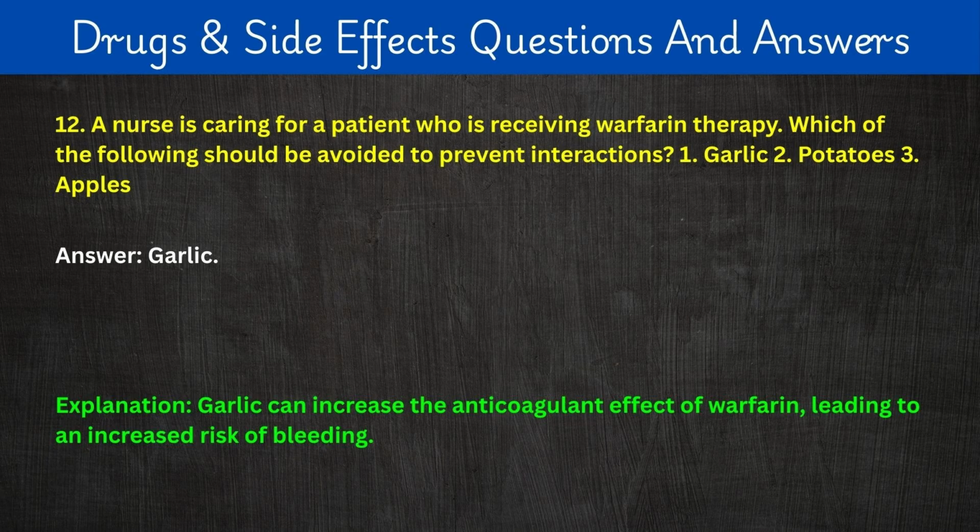12. A nurse is caring for a patient who is receiving warfarin therapy. Which of the following should be avoided to prevent interactions? 1. Garlic. 2. Potatoes. 3. Apples. Answer: garlic. Explanation: garlic can increase the anticoagulant effect of warfarin, leading to an increased risk of bleeding.